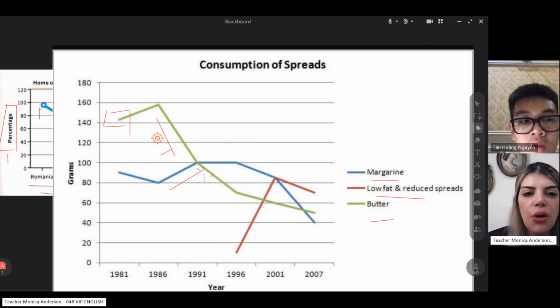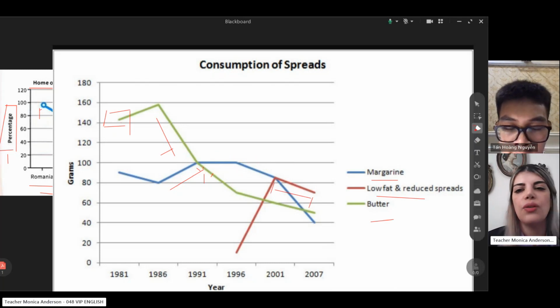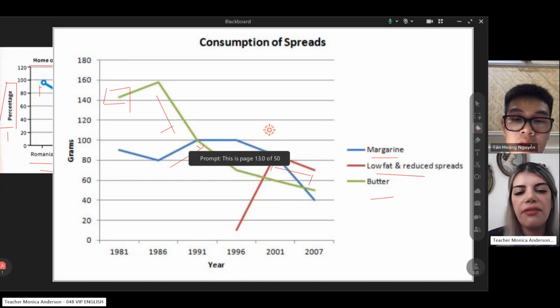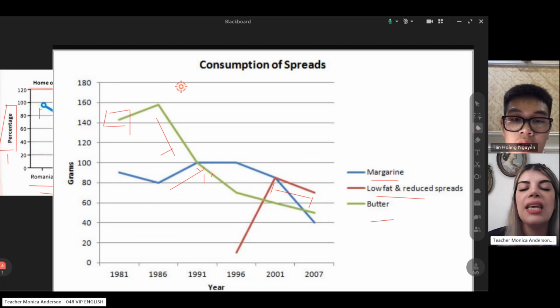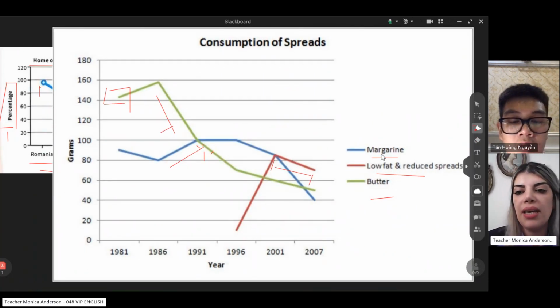And after that, we have again, for example, low fat and reduced spread became the most widely used in the final year. So as you can see, in the final year, the most widely used. Okay, this is the first part, for example. As you can see, we compare. Now I need to write. It's too hard to say at the moment. But when you're writing, it will be really easy to write.